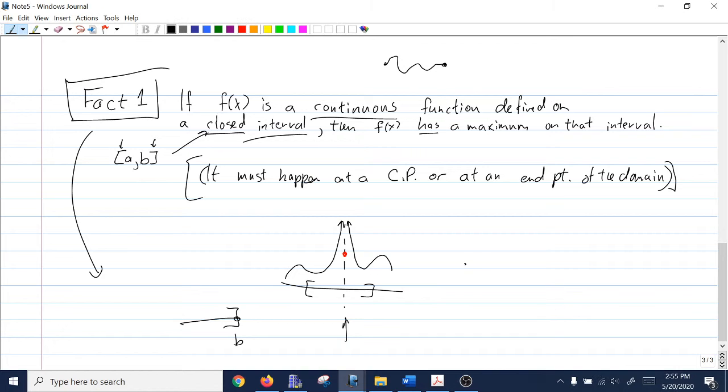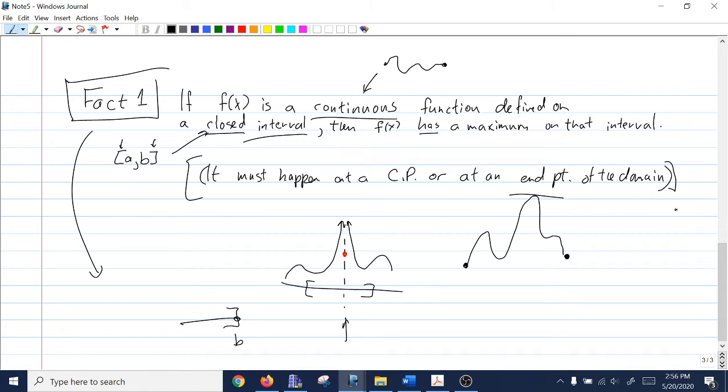Like the idea is, if you have a piece of string and you tie it down here and you tie it down here, no matter how long the string is, the fact that it has to come back down to where it's tied means it can only go so high, and that highest point is the maximum. That's the idea of this fact. The proof is technical, and it relies on knowing the technical definition of the word continuous, and we're not going to stress too much about that.